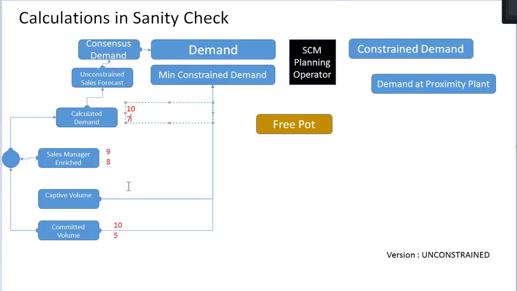Also, captive volume will be entered. This is for a different type of customer, captive customers. However, eventually, both demands are going to make it to the consensus demand, as previously shown.